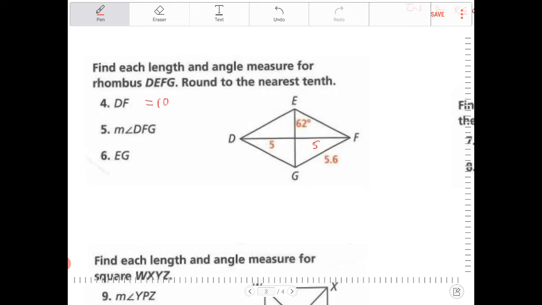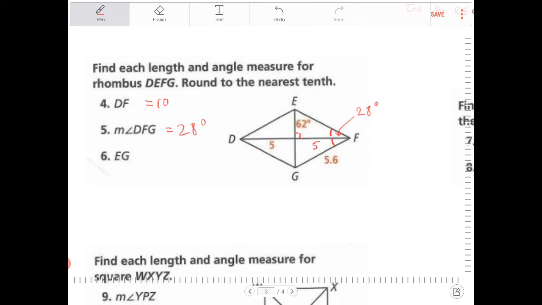We're asked to find out what angle DFG is. DFG is this angle over here. So this angle over there is going to be the same as that angle there, and this must be a 90-degree angle because this is a rhombus. So the leftover angle here must be 28 degrees, and if that's 28 degrees, then DFG must also be 28 degrees.